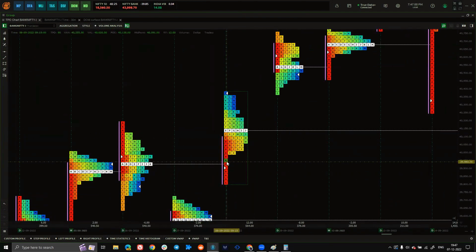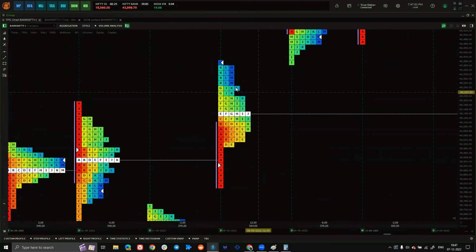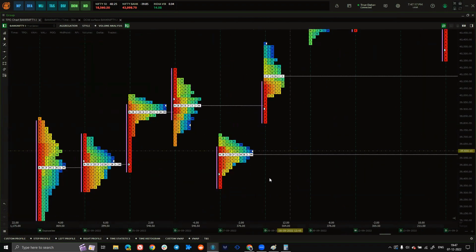This is the initial balance. This pink line is the initial balance, but the value area and the POC get established outside the IB, or on the upper half of the IB, or overlapping the high of the IB, something like that. So the value area gets established outside of the initial balance.